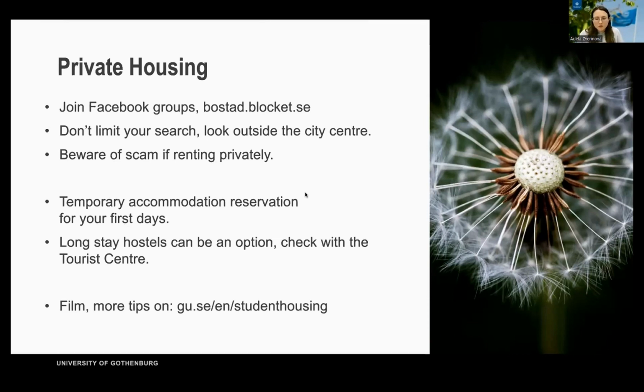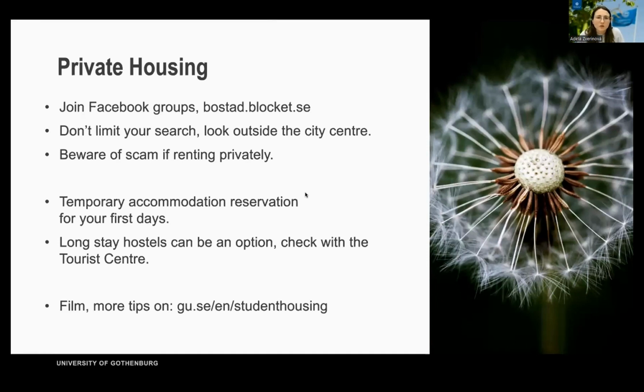But if you don't manage to find any housing before you get to Gothenburg, you can also look into temporary accommodation reservations for your first days. That means maybe you find something, but only for a month. I would say it's better than nothing, because once you're here, it is usually easier to find something. You meet people and they're like, oh yeah, I have this room available, you can move in there. Or you can also look at staying in hostels or hotels.